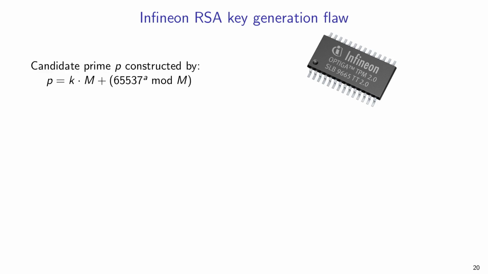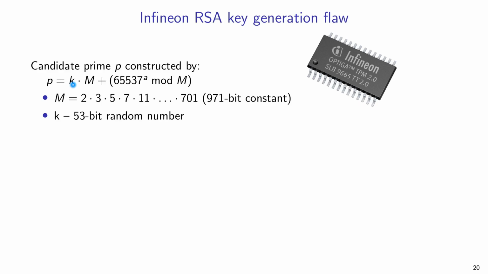The candidate primes were not generated randomly, but were constructed using this formula. And here is what this formula consists of. M here is a 971-bit constant, which is the multiplication of the first 30 or so primes: 2, 3, 5, 7, 11, up to 701. K here is a 53-bit random number. And A here is a 255-bit random number, guaranteeing that this resulting prime P here will be a 1024-bit number.